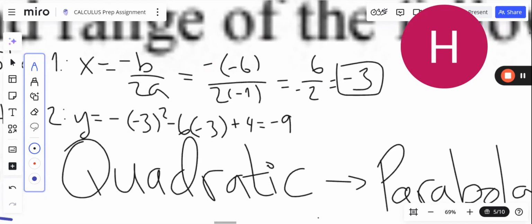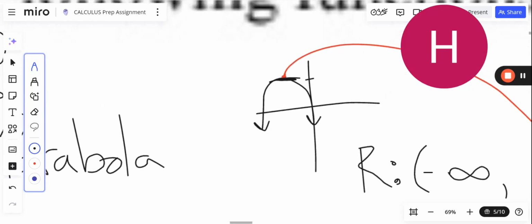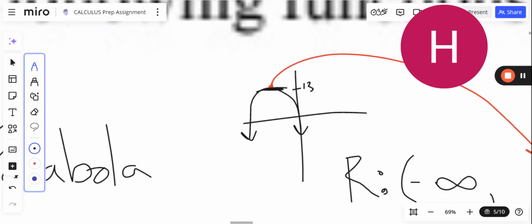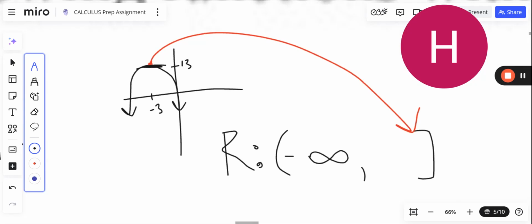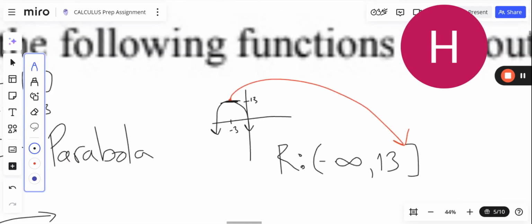Okay, so this is going to be negative 9 plus 18, 6 times 3, and then plus 4. So this gives us 13. So that is the y value here. It's up at 13. I know it's not drawn to scale. If this is negative 3, that definitely doesn't look like it's a 13 up there, but you get the idea. So the range is going from negative infinity to 13. The range is the set of y values, and this parabola is going downwards forever. I know I drew the arrows right there, but it's going down forever.